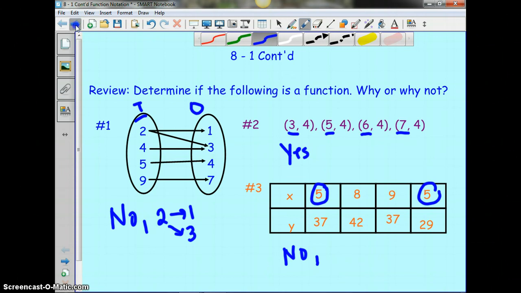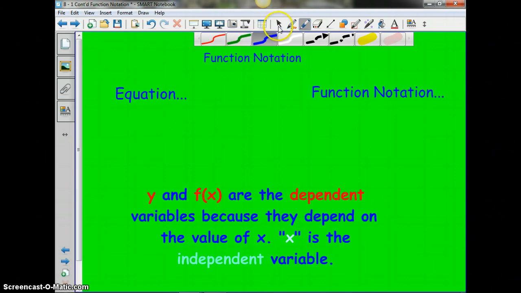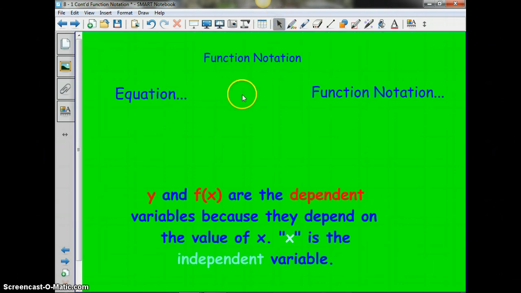Now as we move on to the second half of section 1, it has to deal with function notation. So in the past you have been given equations where you have y equals 2x plus 3. Well, now that we're dealing with functions, we have a new notation, and it is called f of x equals 2x plus 3. So instead of the y, we use the f of x.